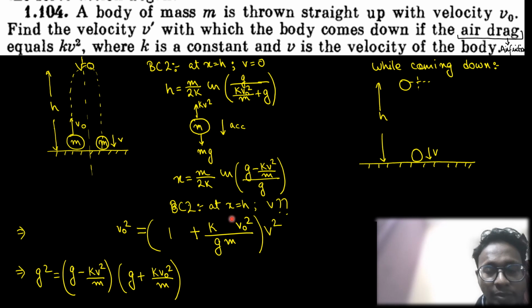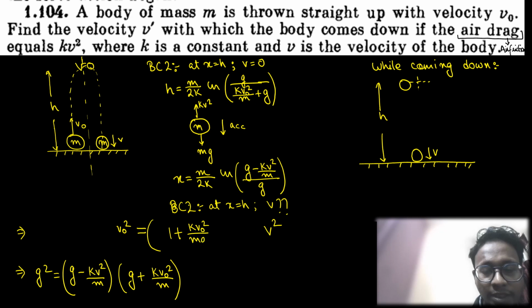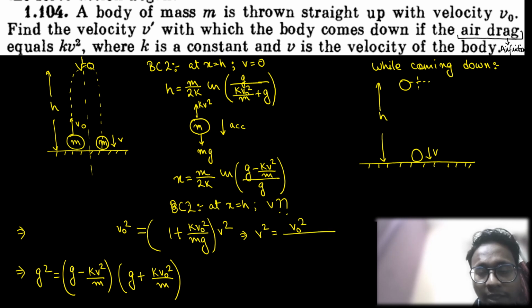Let me rewrite this properly. 1 plus k v naught square by mg, into v square, is equal to v naught square. So out here, v square is equal to v naught square divided by 1 plus k v naught square divided by mg.